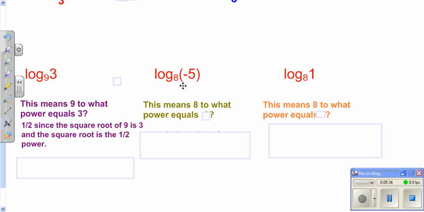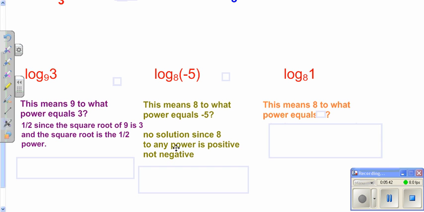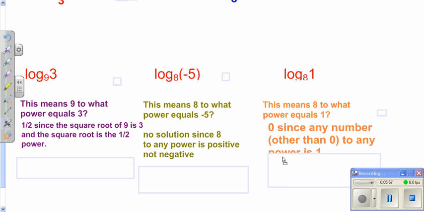This one here means 8 to the what power is -5. There is no such thing that works, so it's impossible. There's no solution. You can also remember that whatever is after your log, we said before, has to be positive. This one over here, 8 to what power is 1? And you should remember to get 1 out, you need to have your power being 0.